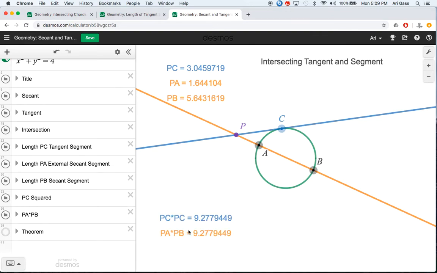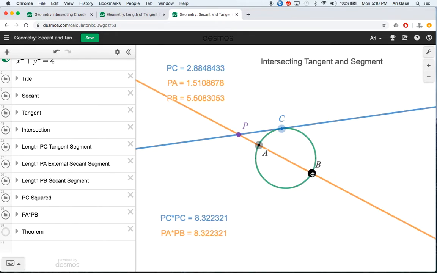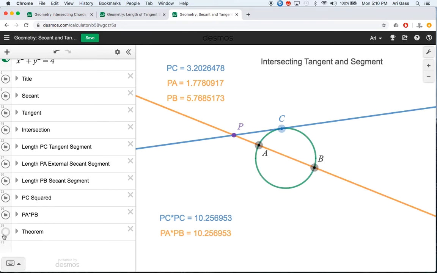And what we want to capture is PC times PC. You can kind of think that the bottom one here, PA times PB, that's exactly what we were expecting. The two secant segments multiplied times each other. But here with PC, we don't have two different secant segments because we only have one point of intersection with the circle. So we're just going to multiply PC times itself. And now we've got that equal relationship. So we've got our theorem, or at least our conjecture: PC squared equals PA times PB.